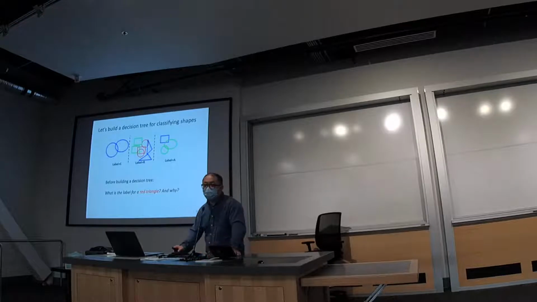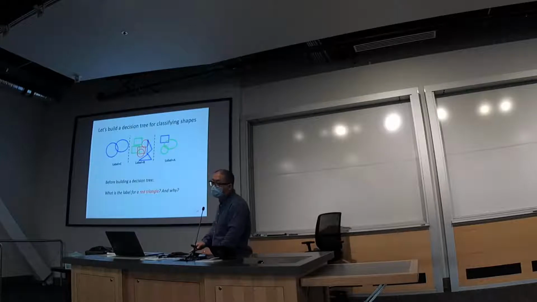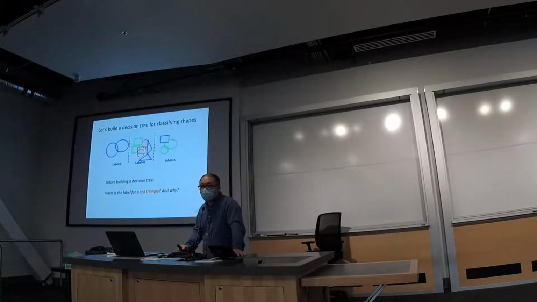Any thought? Just a guess. B. I guess B. Why? Because it's the only one with red or triangles. Okay, are there any suggestions? I think it would be unlabeled, right? There are no red triangles in that diagram. Yeah. I think your suggestions are all perfect.